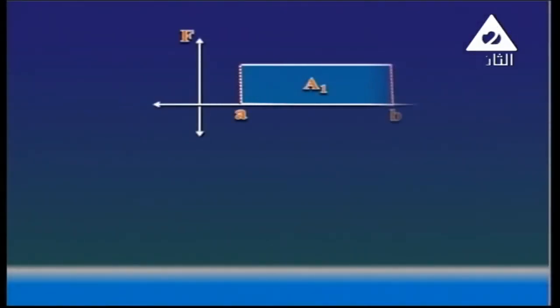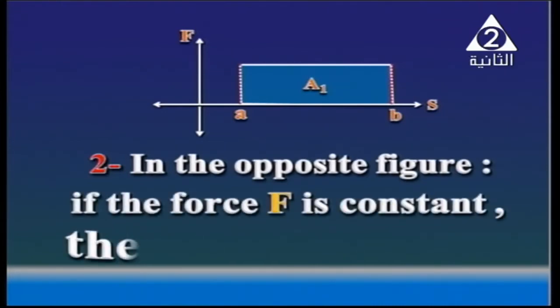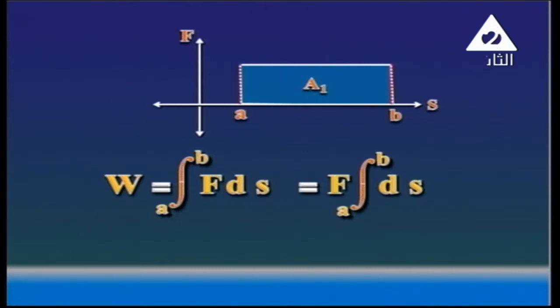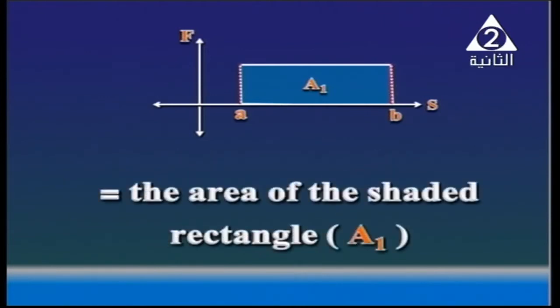My dear students, in the opposite figure, if the force F is constant, parallel to S, the work done by using the same rule is the integration from A to B, F ds. F is constant. Integration of F ds with F constant equals F times the integration from A to B of ds, because F is constant but S is variable. This displacement, ds, equals B minus A, so the work equals F times B minus A, or the distance between A and B, which equals the area of the shaded rectangle.